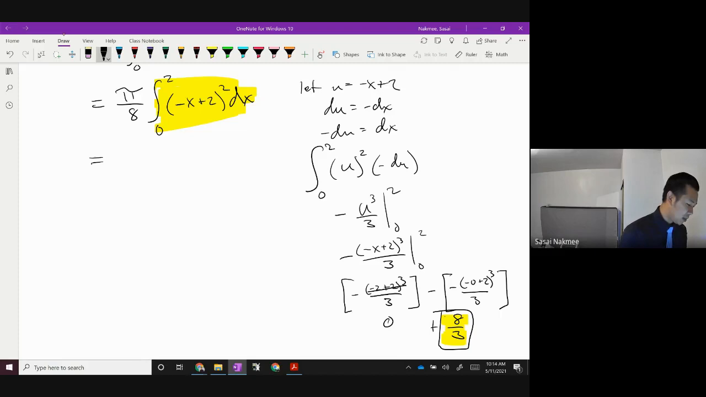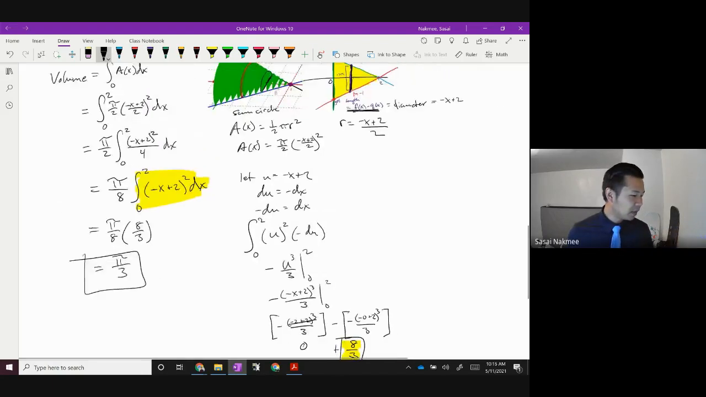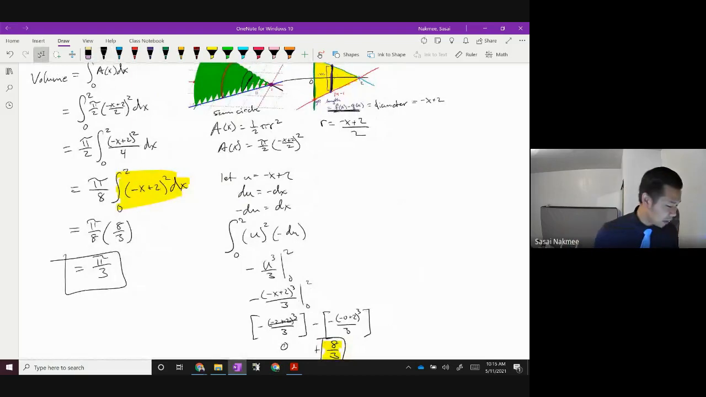So my answer is going to be pi over 8 times 8 over 3, right? Which is going to equal pi over 3 as our final answer. So the volume of that half cone is pi over 3. That's pretty much it. Kind of neat, right?